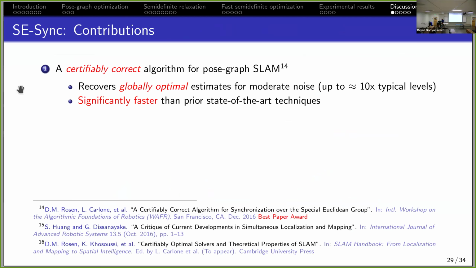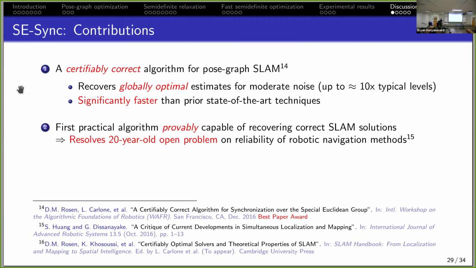So overall then, what have I talked about today? The overall contribution is this method that we produced, SESync, which is what's called a certifiably correct method for robotic mapping, meaning that it's able to recover globally optimal estimates for moderate measurement noise, which is up to about a factor of 10 what you would typically expect to see in well-calibrated robotic systems. We're actually able to do this significantly faster than prior heuristic state-of-the-art techniques if we're very clever about exploiting the geometry of the problem to build fast optimization techniques.